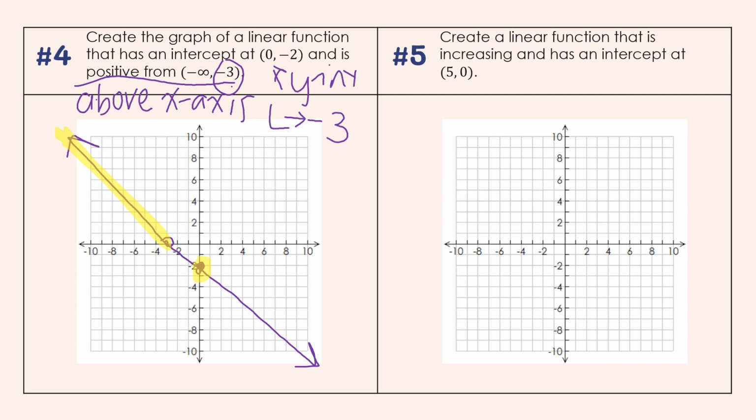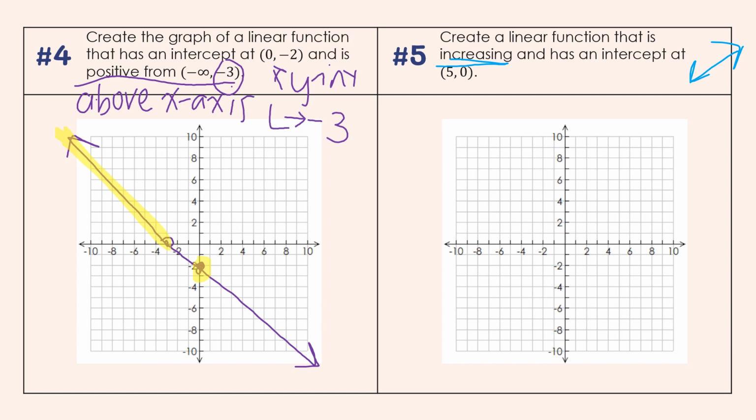All right, number 5, create a linear function that is increasing. So increasing means that it's going up, so we got to make sure it's going up. It'll look like that. And it has to have an intercept at 5, 0. Again, this does not specify if that's the x-intercept or the y-intercept. However, when graphing, to graph 5, 0, that means go right 5 and up or down none. So that is an x-intercept. When that y-coordinate is 0, it's an x-intercept.